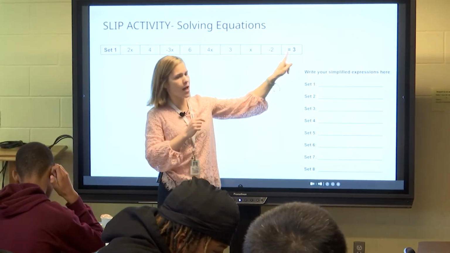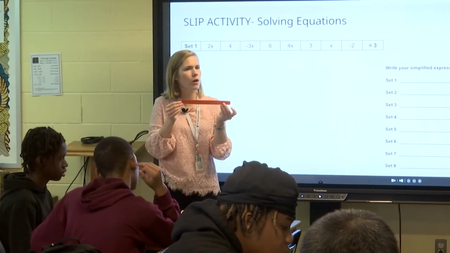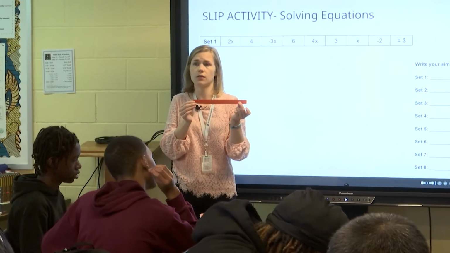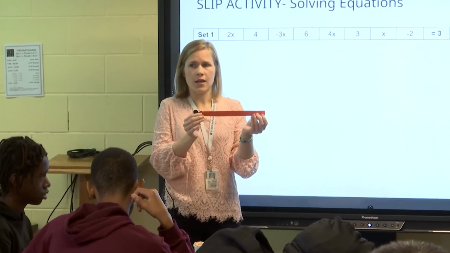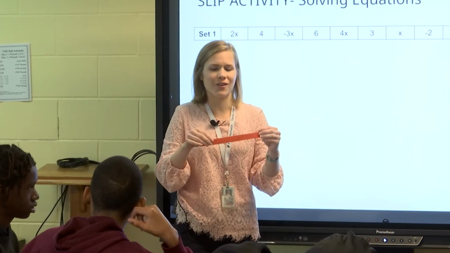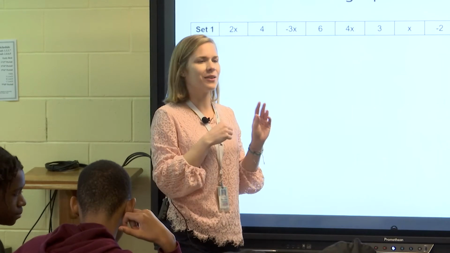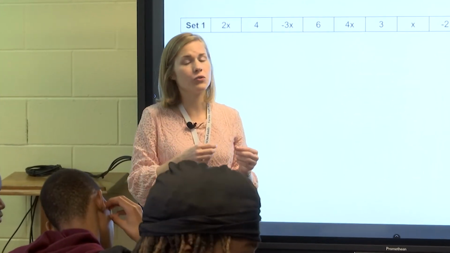But as soon as we flip this paper open, we no longer have an expression. What does this turn into? An equation. Good. As soon as you have an equal sign, it becomes an equation. Okay, and so you have learned how to solve equations before, and so this first part is just going to be a little bit of review of how to solve a two-step equation.